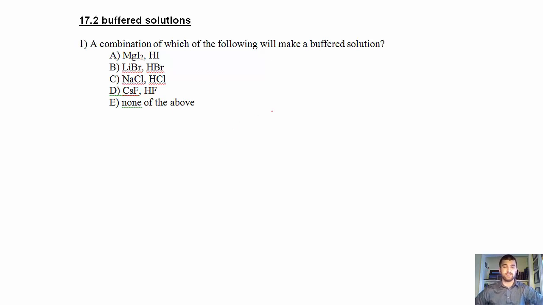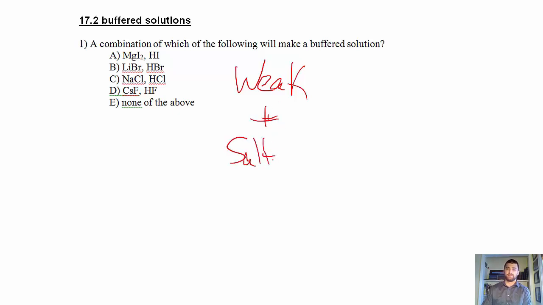Mr. Johnny here again, looking at 17.2 buffered solution stuff. All right, so it wants to know a combination of which of the following will make a buffered solution. Generally speaking, buffered solutions are made when you use a weak acid or base and you mix it with a salt that has its conjugate base pair or acid base pair. Salt, so with the conjugate.